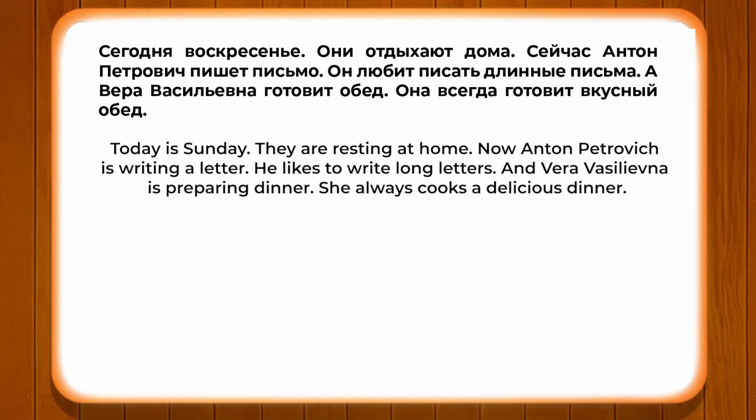Он любит что? What does he love? Он любит, he loves to write. Он любит писать длинные письма. He loves to write long letters. Вера Васильевна готовит обед. Vera Vasilievna is preparing the lunch. Готовит обед. Кто? Она. Она готовит обед. She is preparing lunch. So for Она, we are using the name Vera Vasilievna. So you can also conjugate the verb готовить like that.